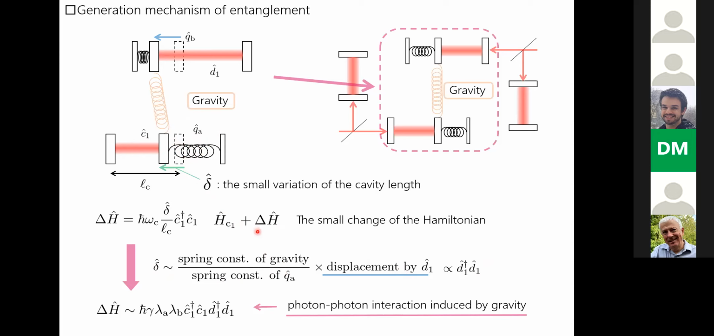The first part is the ratio of the two spring constants, and the second part is the displacement of the oscillator B by the radiation pressure of the photons D1, which is proportional to the number of the photons D1. Expressing the small variation delta by the parameters in our model, we find that delta H is given in this form. This is the effective interaction between the photons, whose coupling is given by the inverse of the entangling time.